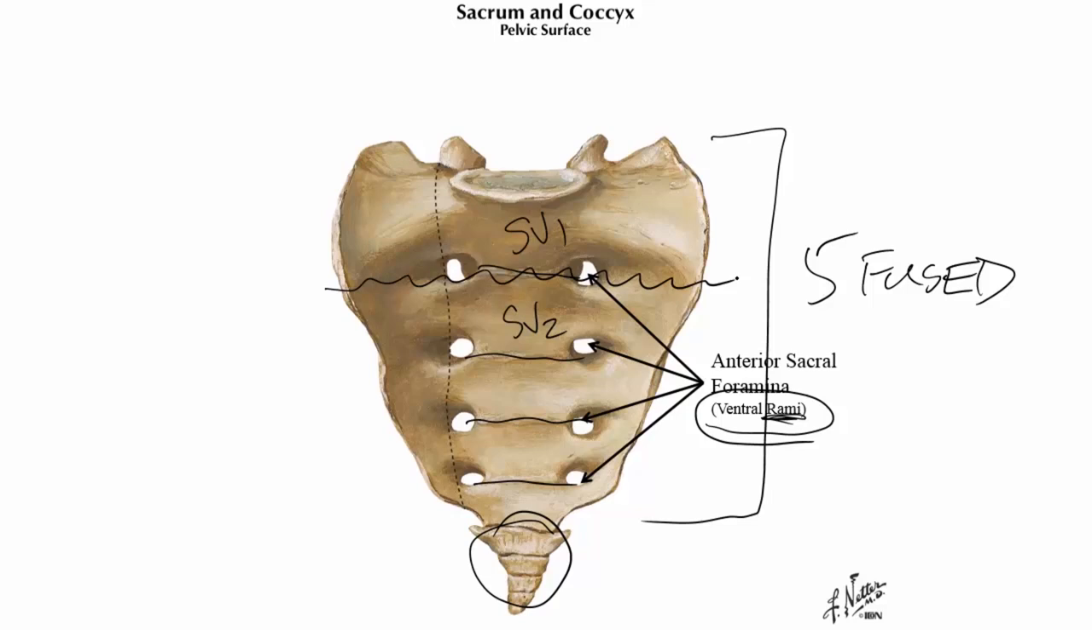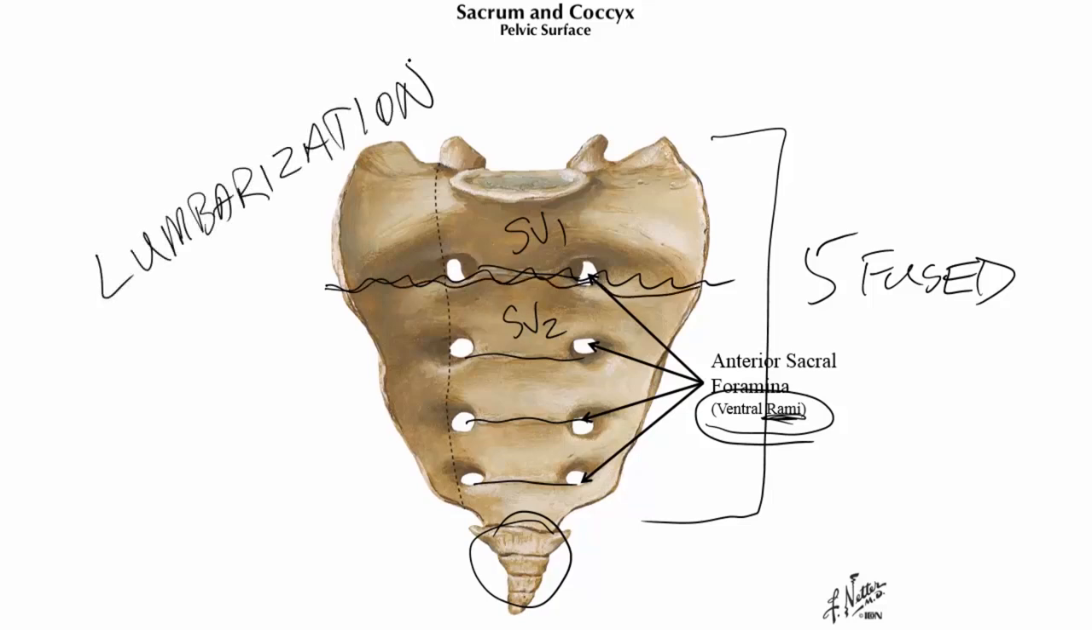And if that happens, if that element is separated, that's called lumbarization. So, in other words, it seems like the SV1 is actually a 6th lumbar vertebra. It looks like LV6. It would be LV6. So, what that causes is increased mobility, because now you've got another element that is not fused. So, there's increased mobility, but anytime you have increased mobility, you have decreased stability. So it does create some potential issues because of this particular situation.